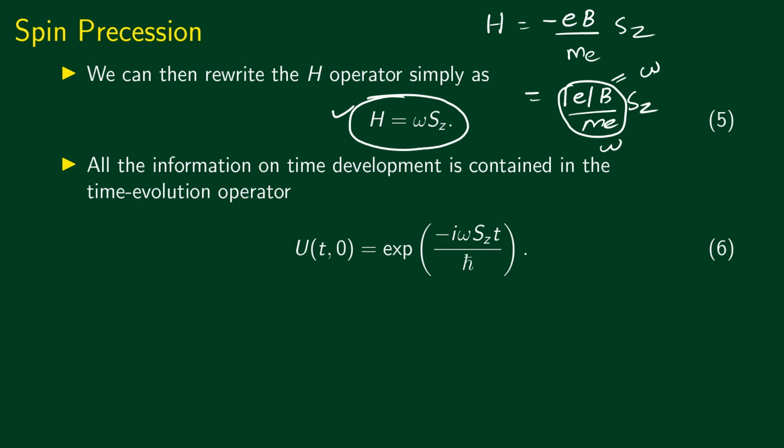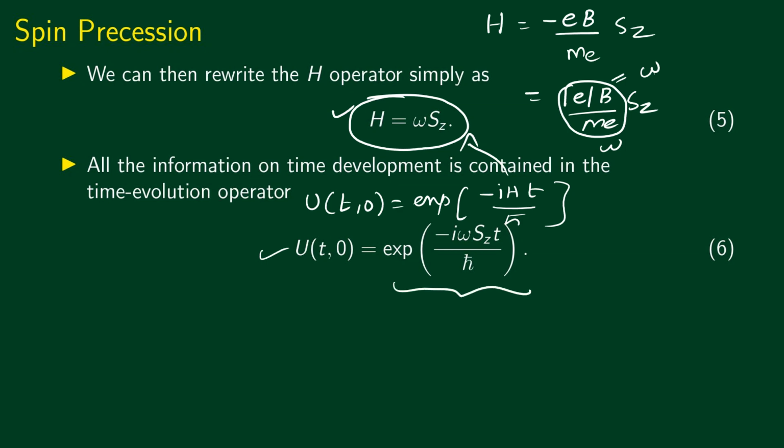Okay, we know that we are talking about a case where the magnetic field does not depend on time, so the Hamiltonian is independent of time. So the time development operator has the simple form U(t, 0) = exp(-iHt/ħ). We just substitute H = ωSz in here. We get U(t, 0) = exp(-iωSz t/ħ). Okay, so we now have the time evolution operator.